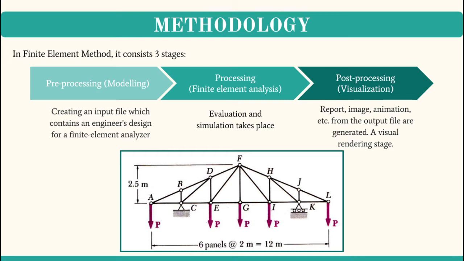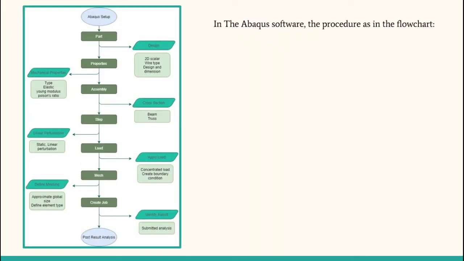In this slide, on the left hand side, there is a flowchart which shows the overall flow using the Abaqus software. The modules involved in this project are part, properties, assembly, step, load, mesh, job and finally the outcome, which is the result. In the part module, we create the design, which is the truss structure with the correct dimensions, and before the procedure starts, we need to determine the approximate size.